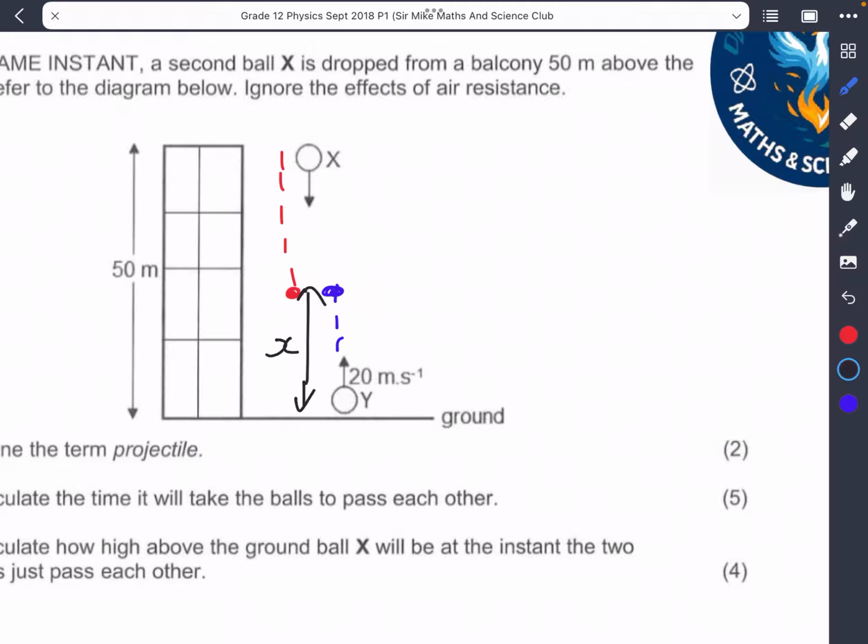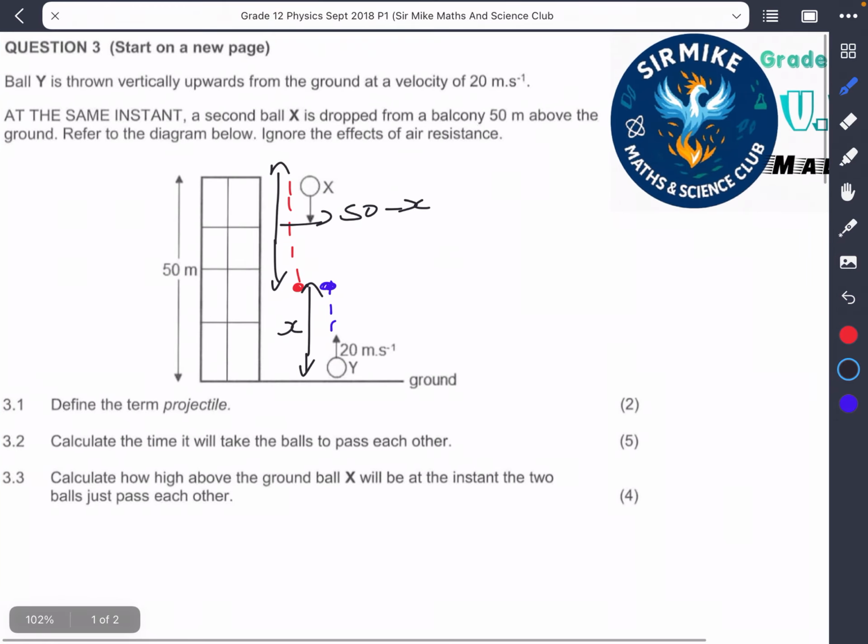Now if this is X, that would mean that the height that would be left would be 50 minus X. So this would be that remaining height. If we have traveled X meters above the ground, what would be left would just be 50 minus X.